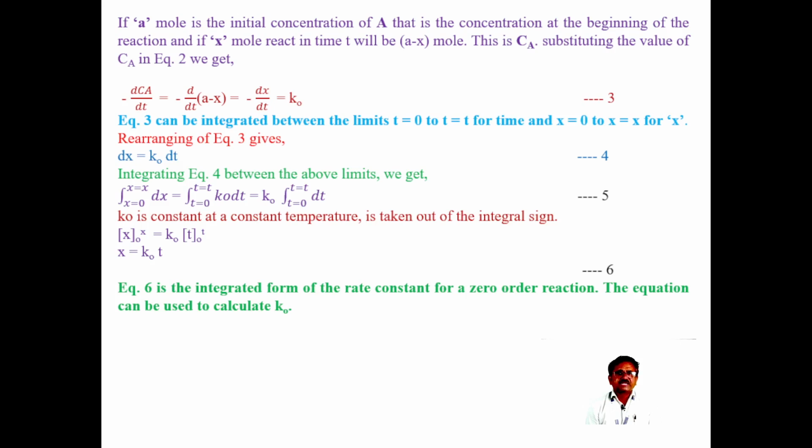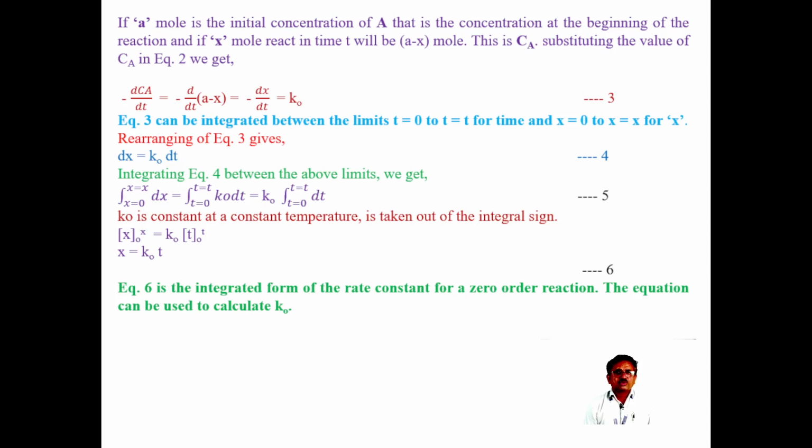Now this is the rate constant we have. Put this as equation number 3. This equation 3 can be integrated between the limits t equals 0 to t equals t for time, and x equals 0 to x equals x for x, that is the decrease or change in concentration. Rearranging this equation, we can write dx equals k0 dt.